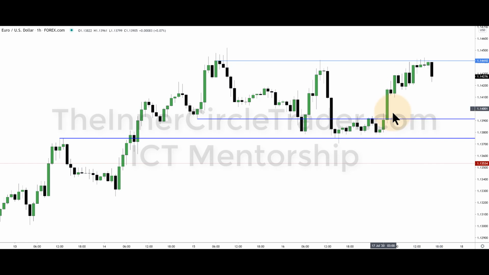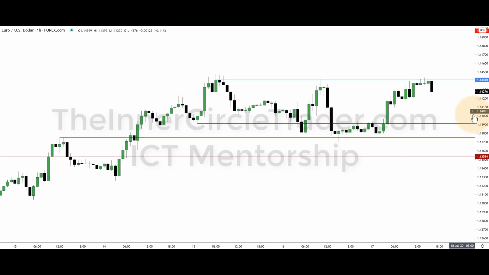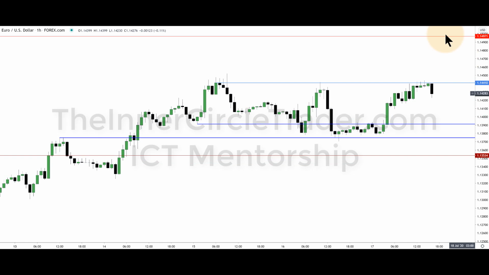I want to see it remain open and then press on higher into that old daily high here. Okay, so I don't want to see it trade down here. If it trades down there, does it unwind and completely ruin the whole idea? No, I don't think it does that.